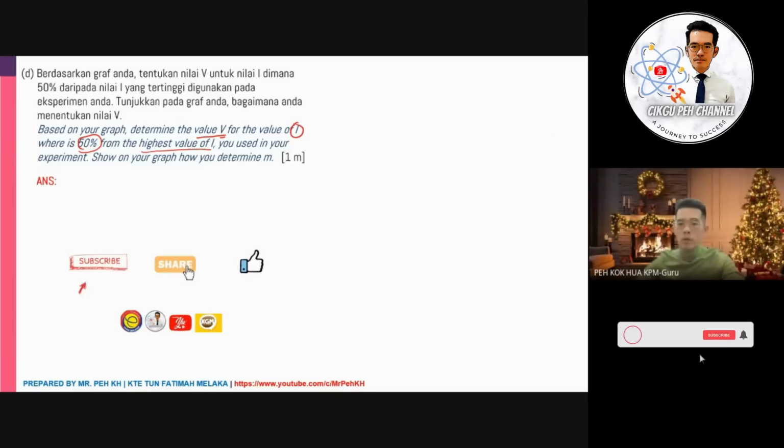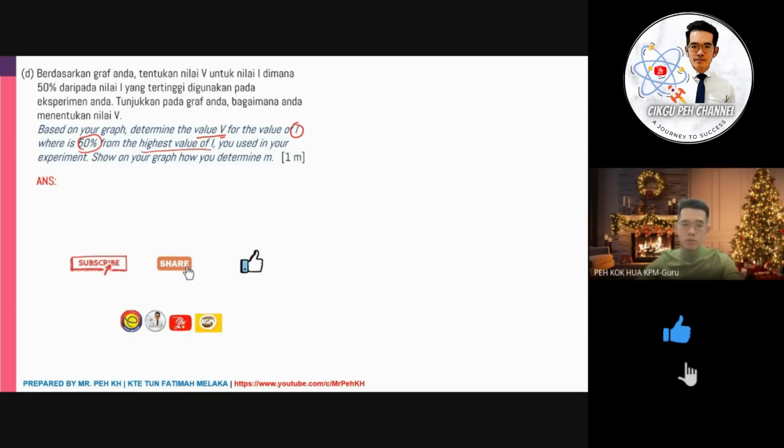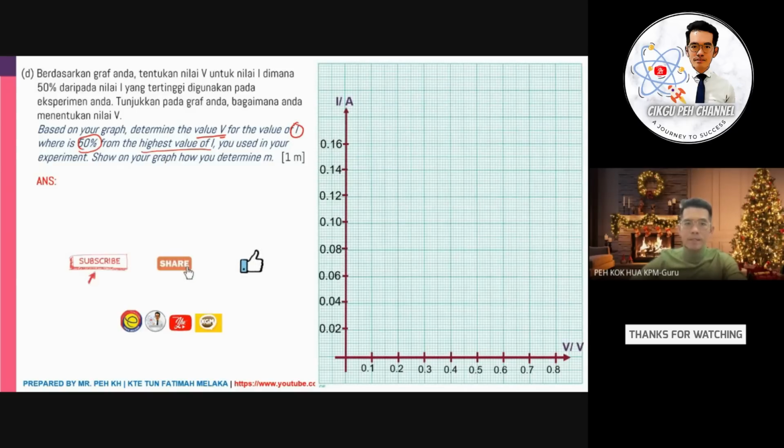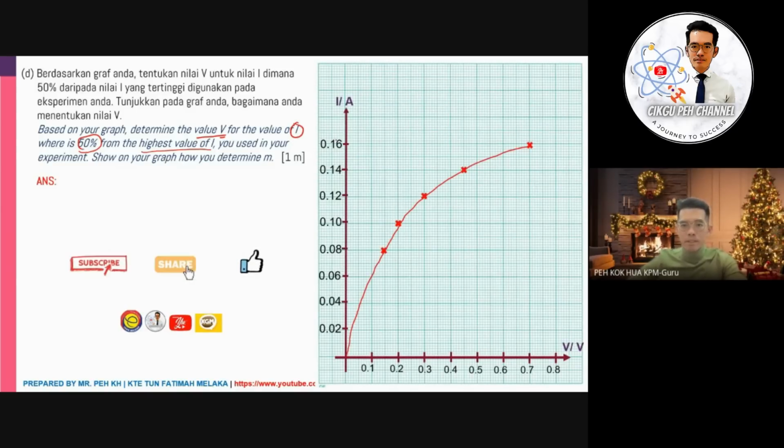If you have a different set of apparatus, you might have a different range of data, as I mentioned just now. You may get a lower range or a higher range, so everybody will have a different value. Here you need to find your highest value of I first. For my experiment, the maximum value is 0.16, which is at this point.